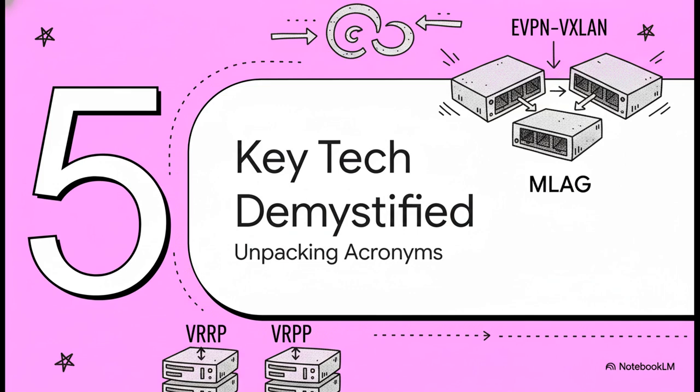Okay, so we've been throwing a few acronyms around. MLAG, EVPN VXLAN, VRRP. Sounds like alphabet soup, I know. But these technologies are the secret sauce behind all this performance and reliability. So let's take a second and actually break down what they mean in simple terms.